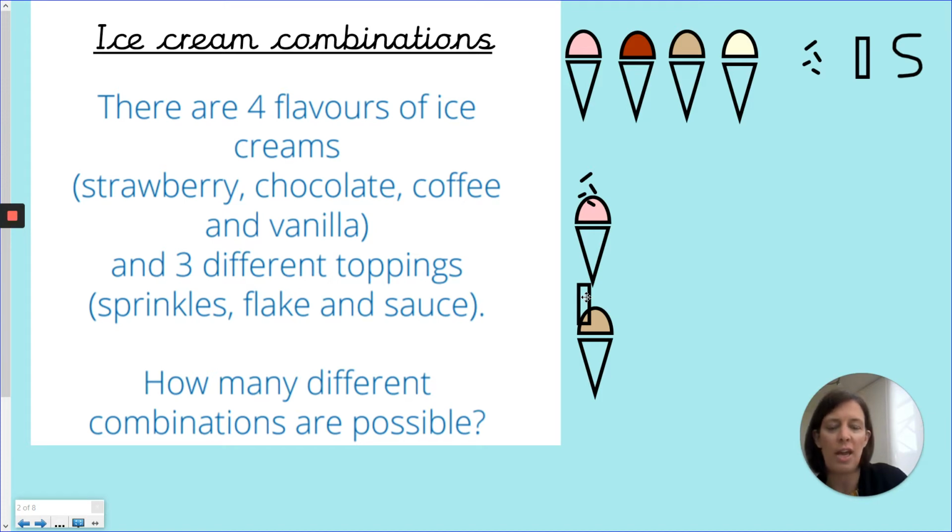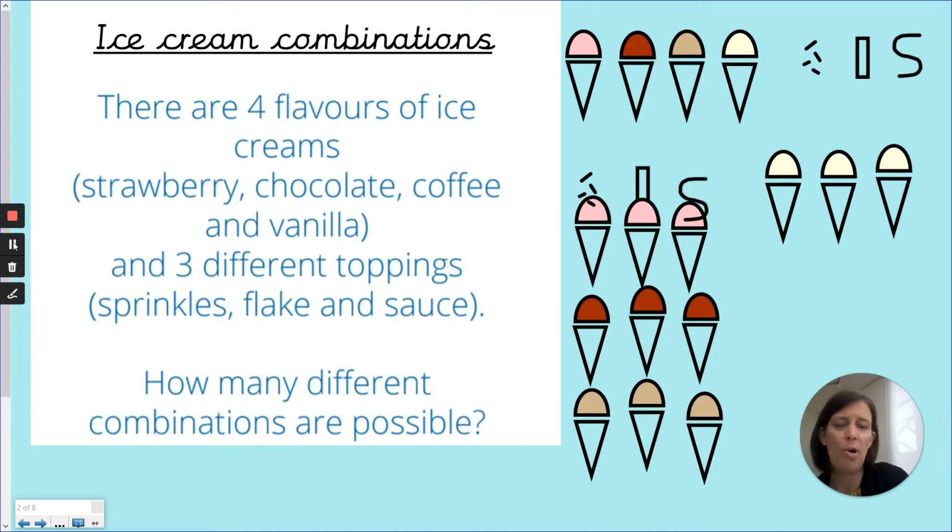Now, a little top tip, I wasn't being very organised here in working out mine because I jumped from strawberry ice cream to coffee ice cream. What would probably be better is if you did all the combinations that you could do with strawberry ice cream, worked out those, then you did all the combinations for chocolate and then for coffee and then vanilla, and that will help you get your answers. Okay, so now you need to pause while you have a go at this problem.